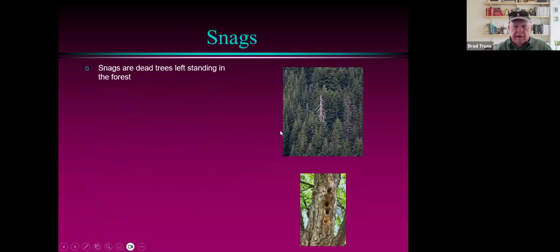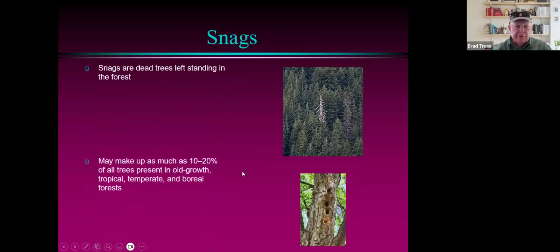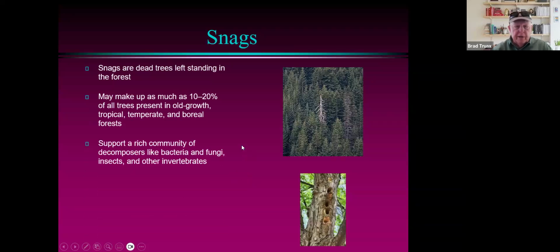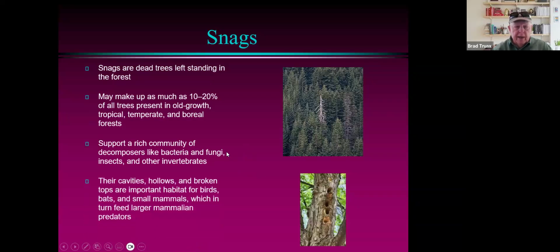Snags are dead trees that are left standing in the forest. That's an example of a snag. They make up as much as 10 to 20% of all trees in some old growth, tropical, temperate, or even boreal forests. They support a rich community of decomposers like bacteria, fungi, insects, and other invertebrates. And the cavities and hollows that you see in some of these snags are important habitat for birds, bats, small mammals, and all of those in turn feed upon or may be fed by larger mammalian predators. And owls get a great view from some of these snags.